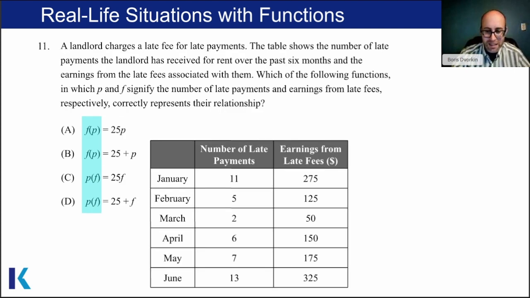However, if they are different, that means that there's an additional challenge to the problem, which is to figure out which configuration of letters it should be. Should it be f of p? Or should it be p of f? Now let me know in the chat here, folks, which way makes sense. F of p, which suggests that the fees depend on the number of late payments, or p of f, which suggests that the number of late payments depend on the amount of money collected from fees. In the chat, please let me know, what do you think is the more logical way of writing those letters?